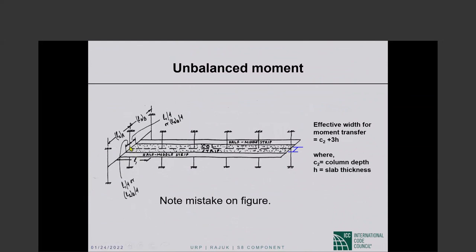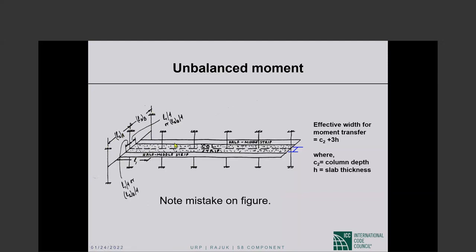Okay, so this is obviously our column line. This is the column strip, the shaded, and then there is a half middle strip, there is a half middle strip. Okay. The next column is here, and the next column to the front is here. This span is L2 sub A, that span is L2 sub B. The span in the direction of analysis, you know, is L sub 1.